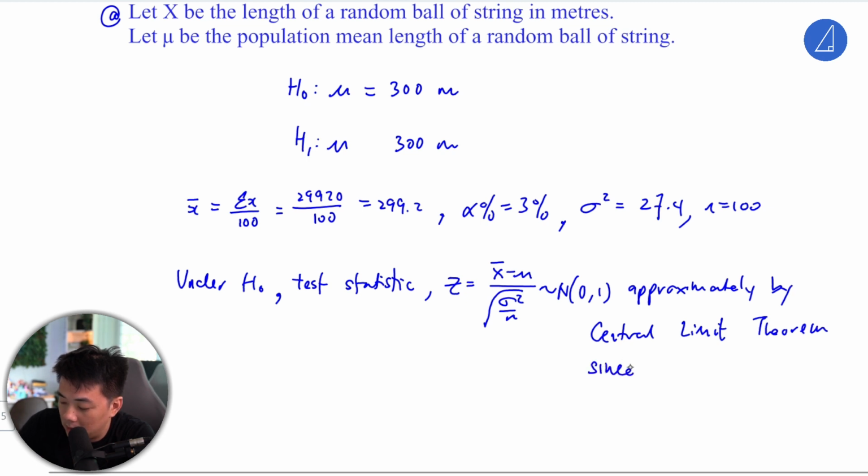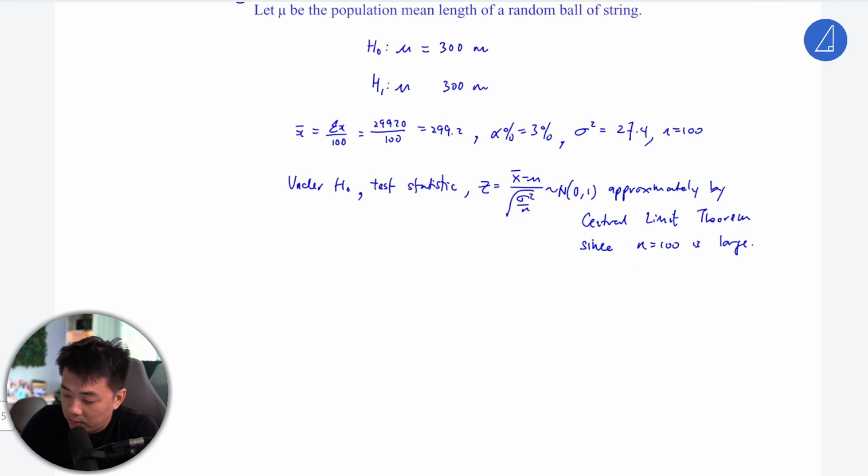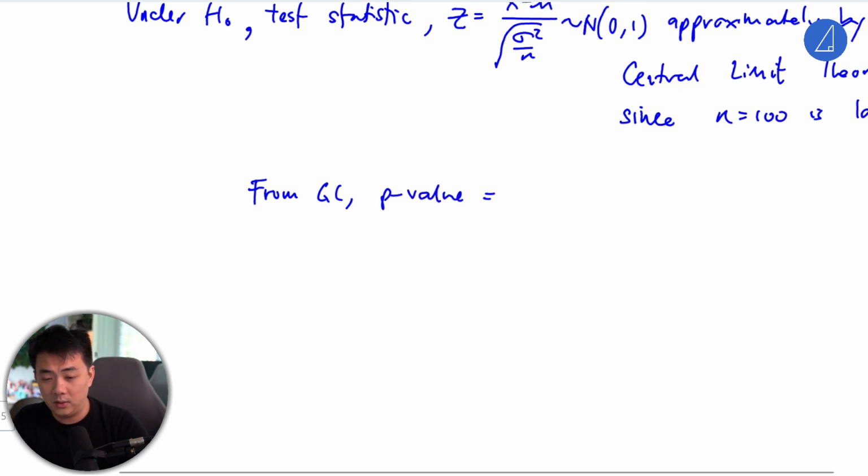Since n equals 100 is large, you need to use the central limit theorem here, because we need to make sure that the sample mean is normally distributed before we carry out the test. We do not know whether the population is normal or not, but because n is 100, we can be sure that the sample mean is already normally distributed by CLT. So from the GC, we're just going to calculate the p-value, because the p-value method is quite easy to get.